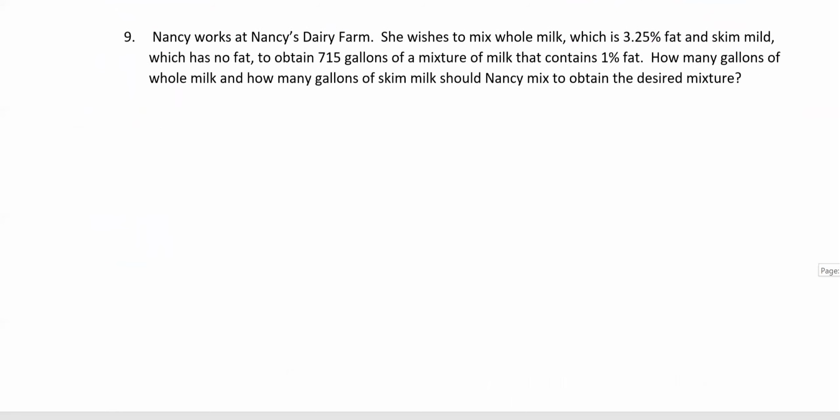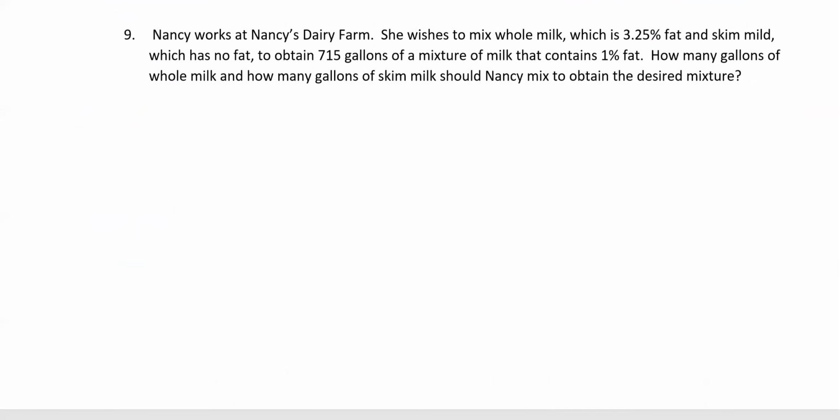Number 9. Nancy works at Nancy's Dairy Farm. She wishes to mix whole milk, which is 3.25% fat, and skim milk, which has no fat, to obtain 715 gallons of a mixture of milk that contains 1% fat. How many gallons of whole milk and how many gallons of skim milk should Nancy mix to obtain the desired mixture?